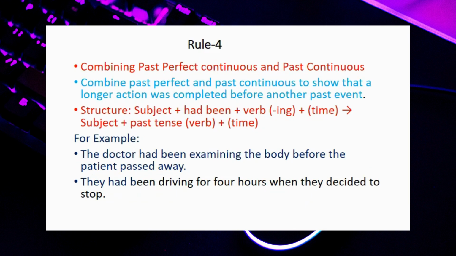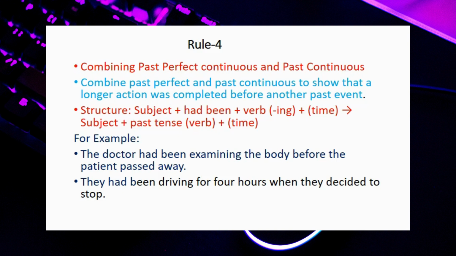Rule number four. When two events occurred in the past and one event occurred earlier and for a longer duration, then we use past perfect continuous form of the verb for the earlier event and past continuous form of the verb for the later event. Sentence structure: for the earlier event, subject plus had been plus verb in ing form, and for the later event, subject plus past tense of the verb form.